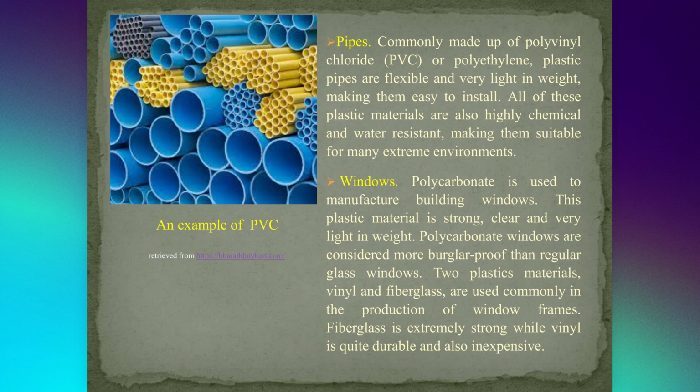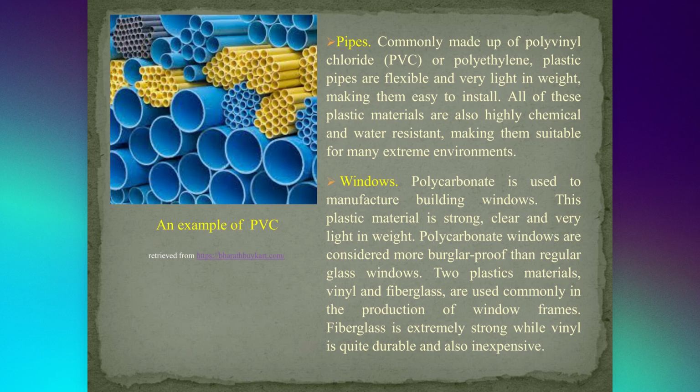Pipes. Commonly made up of polyvinyl chloride (PVC) or polyethylene, plastic pipes are flexible and very light in weight, making them easy to install. All of these plastic materials are also highly chemical and water resistant, making them suitable for many extreme environments. Windows. Polycarbonate is used to manufacture building windows.